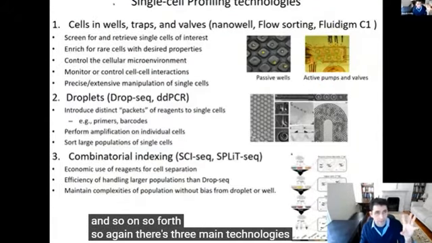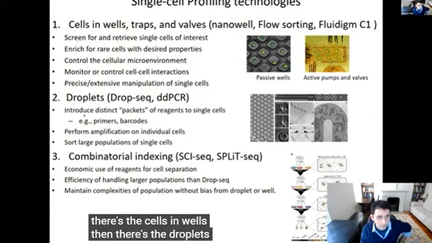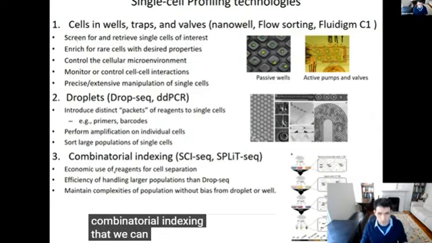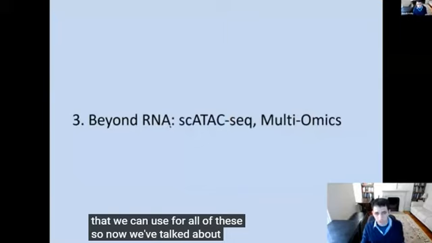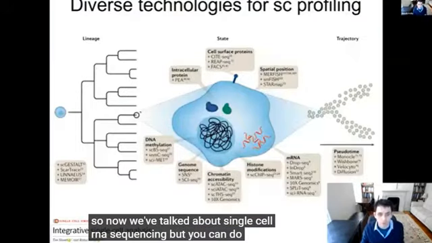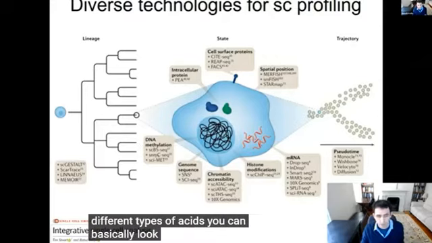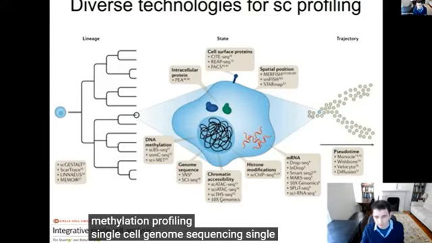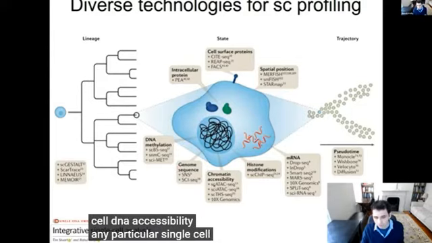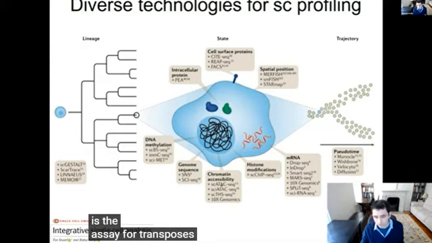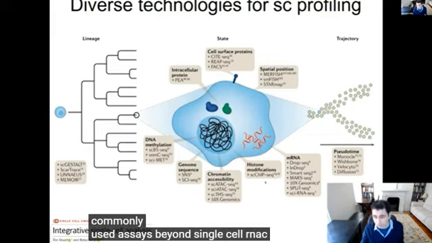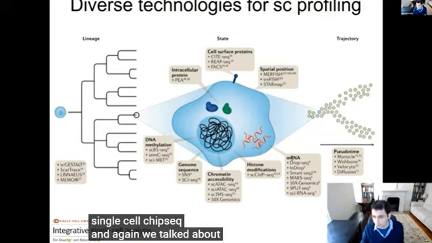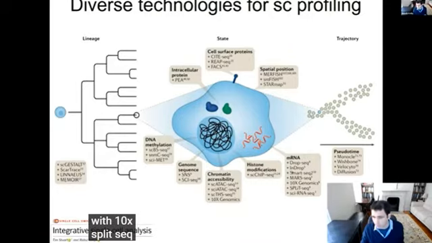So again, there's 3 main technologies. There's the cells in wells, then there's the droplets, and then the combinatorial indexing that we can use for all of these. So now we've talked about single cell RNA sequencing, but you can do many, many different types of assays. You can basically look at single cell DNA methylation profiling, single cell genome sequencing, single cell DNA accessibility, and in particular single cell ATAC-seq, which is the assay for transposase accessible chromatin, which is one of the most commonly used assays beyond single cell RNA-seq, single cell ChIP-seq. And again, we talked about mRNA already with 10x, Split-seq, and Smart-seq.